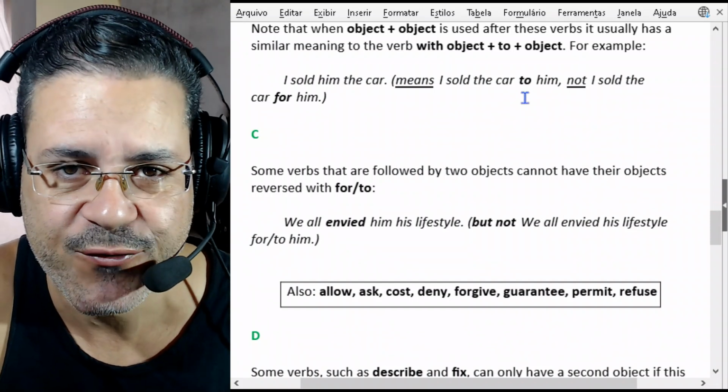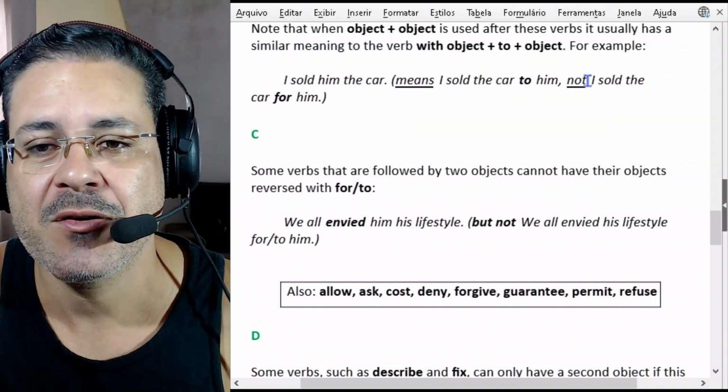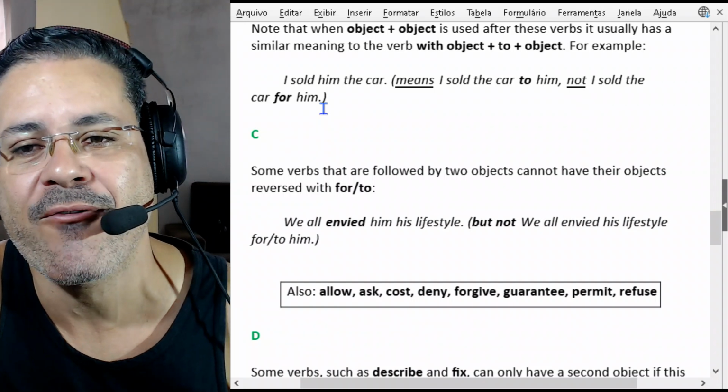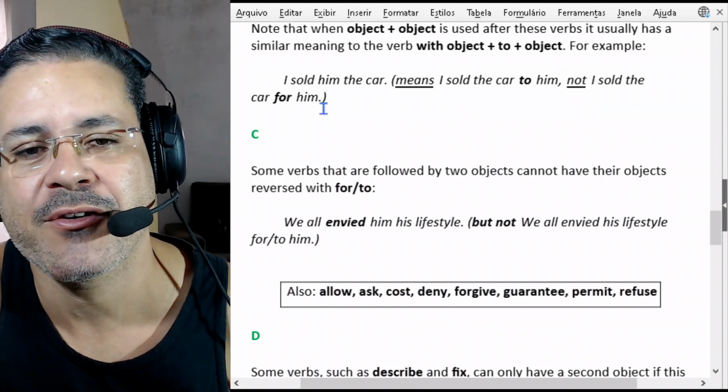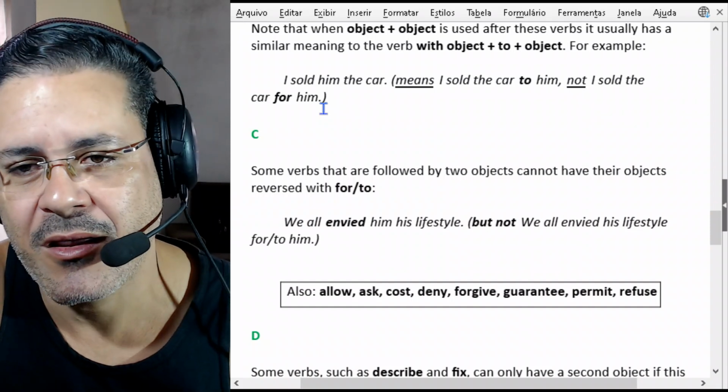There's a transfer of property. It doesn't mean I sold the car for him. For example, I sold the car for a friend of mine.